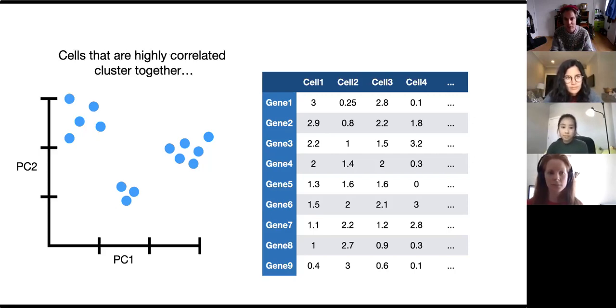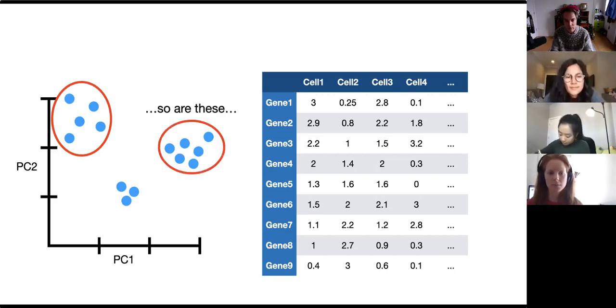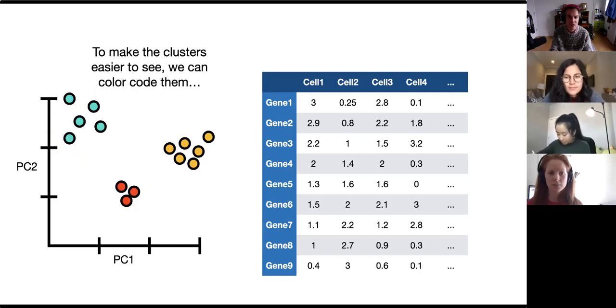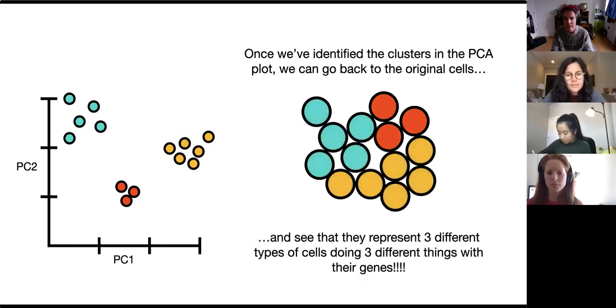Cells that are highly correlated cluster together. So this cluster of cells are highly correlated with each other. And so are these. And so are these. To make the clusters easier to see, we could color code them. And once we've identified the clusters in the PCA plot, we can go back to the original cells and see that they represent three different types of cells doing three different things with their genes.